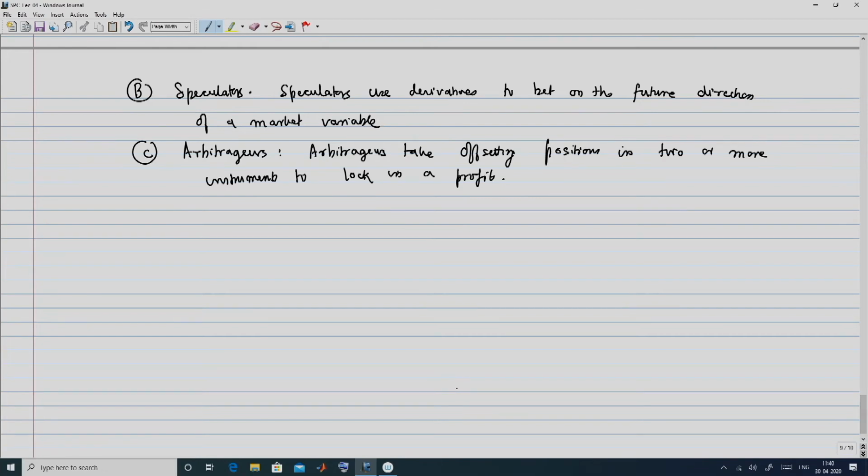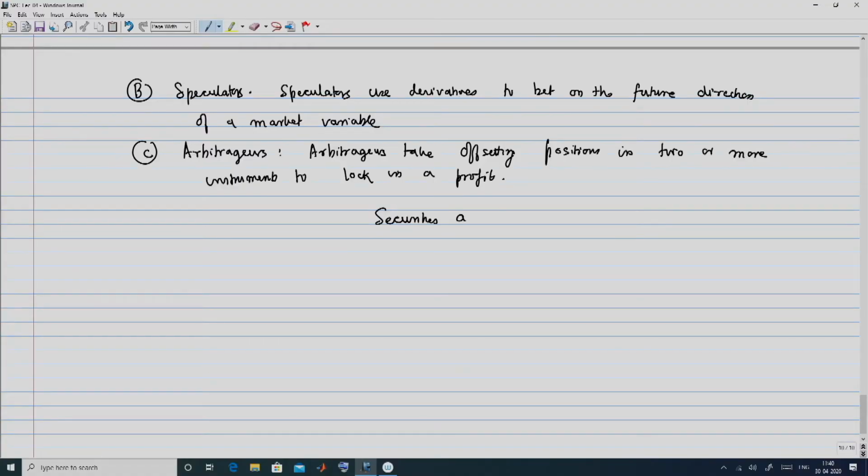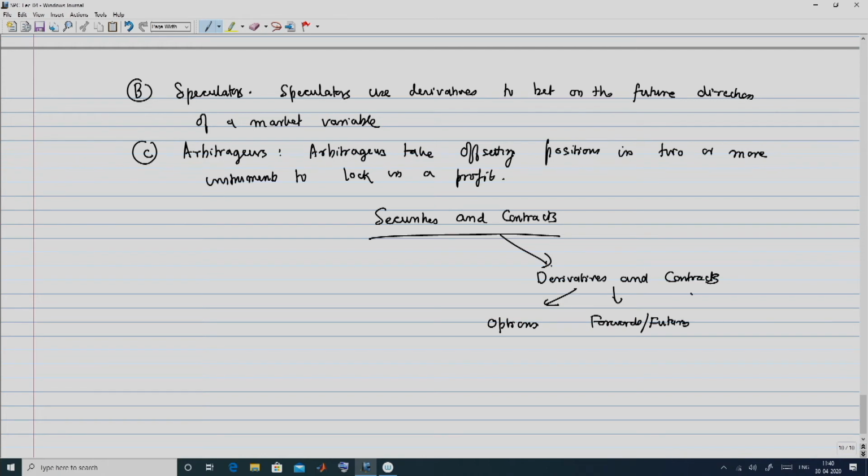So, finally, I want to do a broader classification, and this will also act as a prelude for my next lecture. This classification will be of securities and contracts. We have discussed the contract part of it today. Contracts include derivatives and other contracts, and we have looked at three types of these: options, forwards and futures, and swaps, which we have already discussed in today's class.